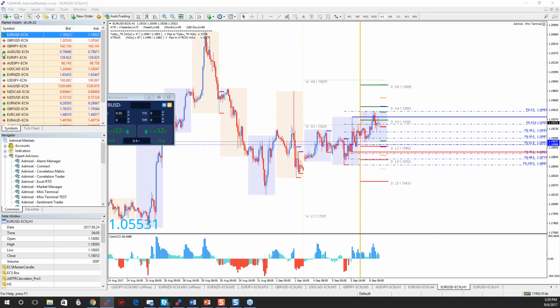So I will make a buy trade pending at 1.1902. A buy limit order. Okay, so these are 2 possible trades.